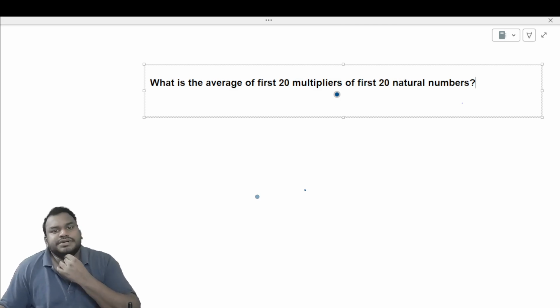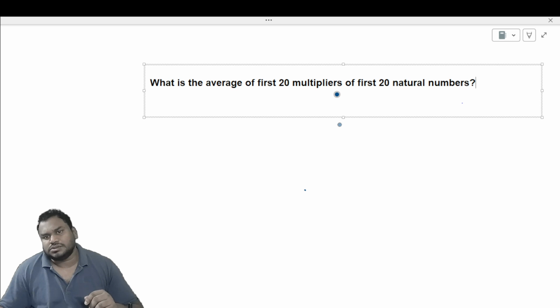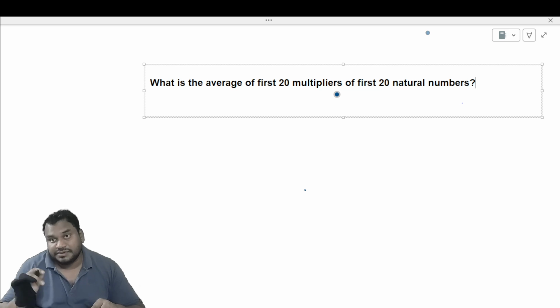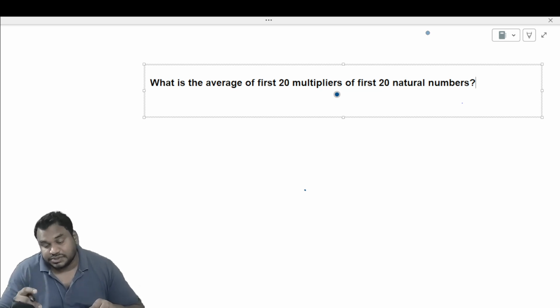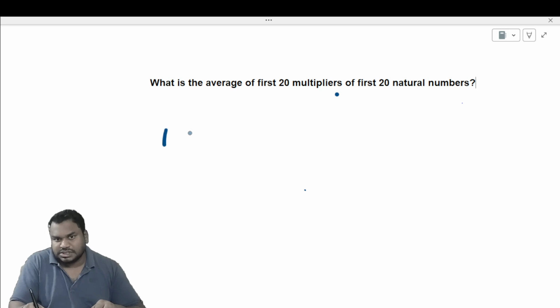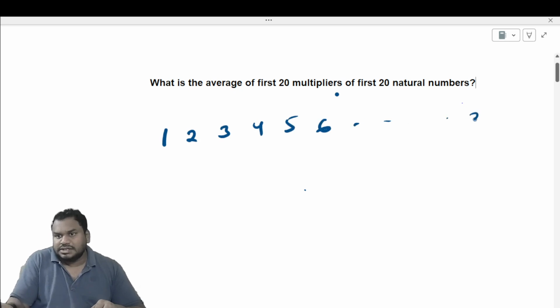So now the question is, we have covered this type of model before also. What is the average of first 20 multipliers of first 20 natural numbers? See, it is asking the average for the first 20 natural numbers whenever they are multiplied with the first 20 numbers. So they are also natural numbers only, but it's not given clearly in the question. See, what are the first 20 natural numbers? 1, 2, 3, 4, 5, 6, like this till 20.